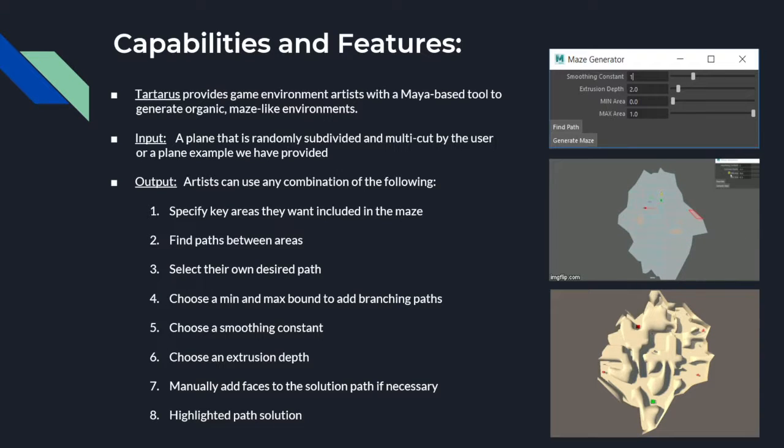After the user presses the Generate Maze button, the output mesh will highlight a path solution based on a combination of the shortest path algorithm, the bounded algorithm, and the manually selected faces. The middle image is an example of a mesh output in Maya that has been generated using the shortest path algorithm between selected faces, the bounded algorithm between a selected min and max range, and user-selected areas. The bottom image is an example of this environment imported into Unity Engine.